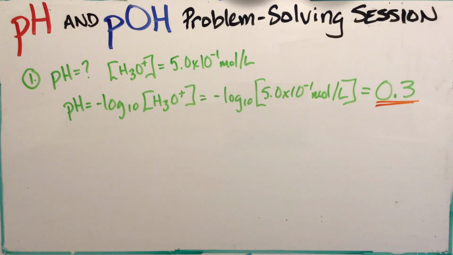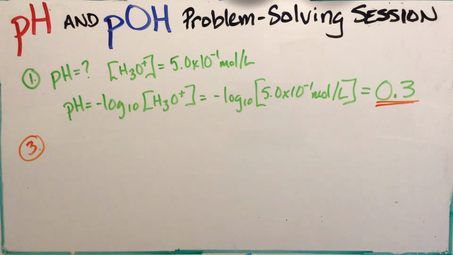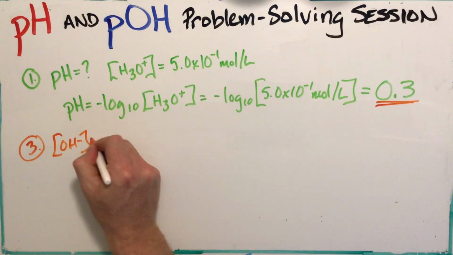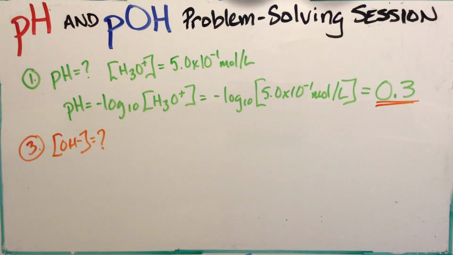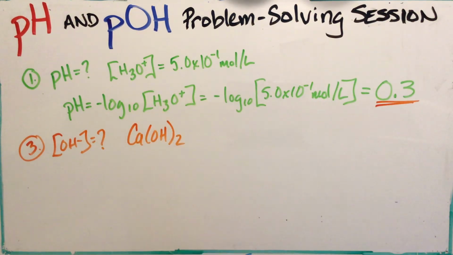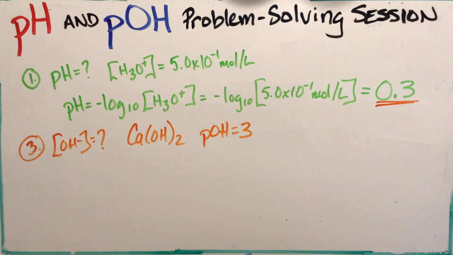So we'll do number 3, and we'll do that one in the orange. Number 3. What is the hydroxide ion concentration for calcium hydroxide solution with a pOH of 3? So Ca(OH)2 is calcium hydroxide, and the pOH is equal to 3.